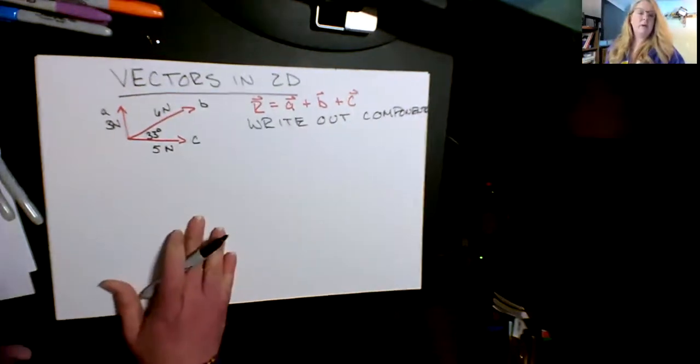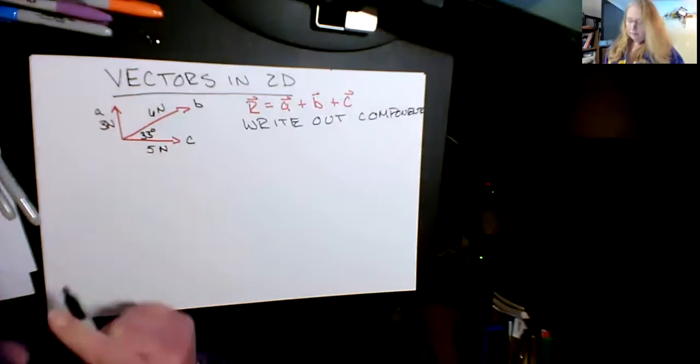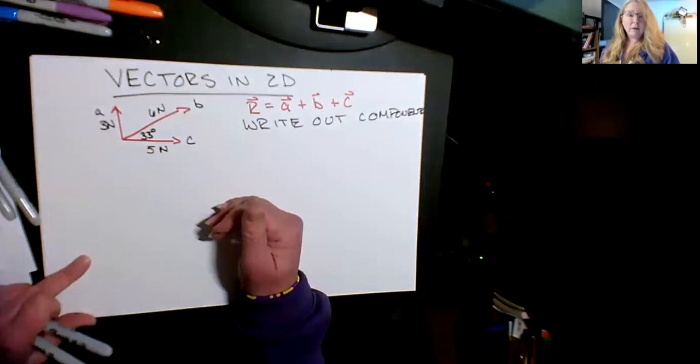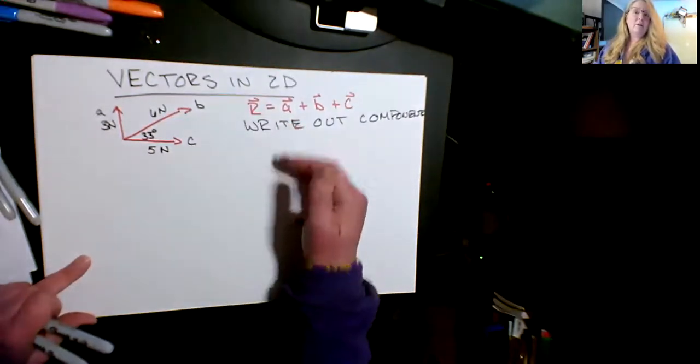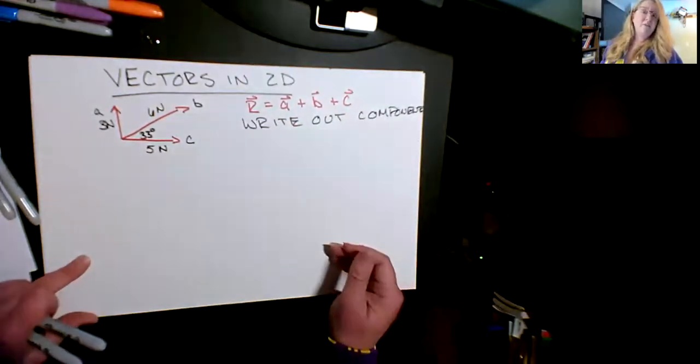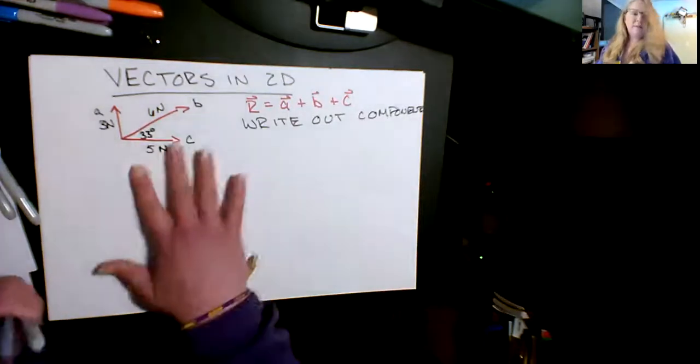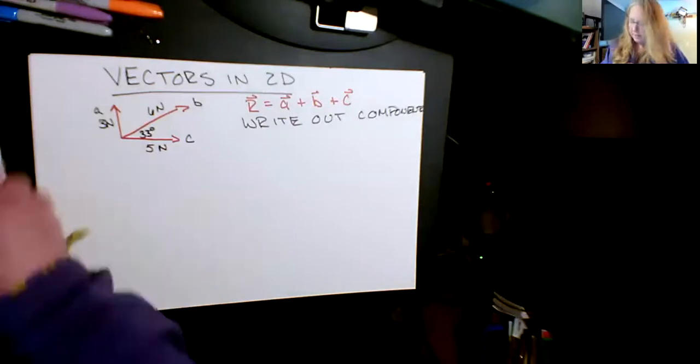So we're going to write these vectors out in component form and then add them just like I did with the 1 dimension. So I'll add up all my X's and all my Y's, and if I had Z's, I just add all those up too. And that will give me my resultant vector. So let's make this less daunting by writing it out.